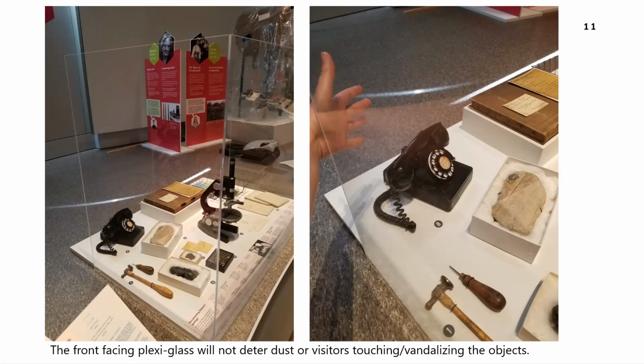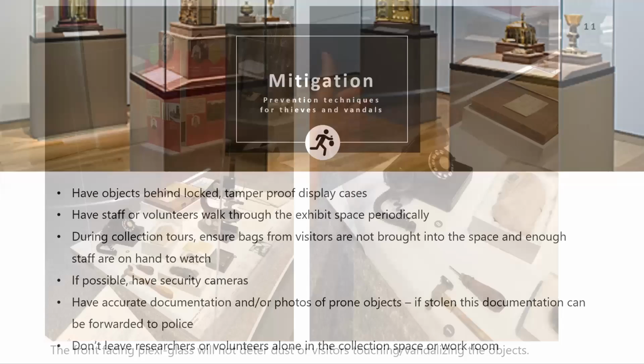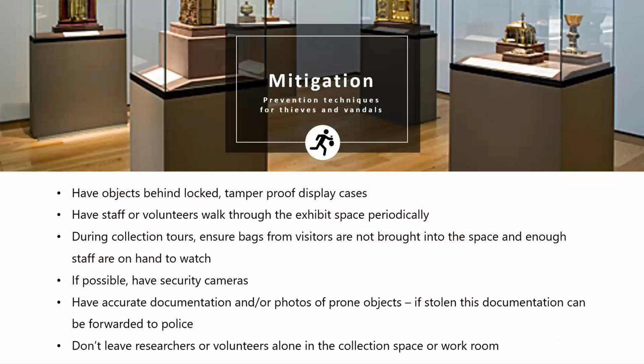They couldn't take them, but they could still touch them, which was still not ideal. So some mitigation strategies for thieves and vandals. One, have objects behind locked, tamper-proof display cases. And if you have some display cases that don't have that functionality, you can absolutely tweak them to make them work for you. There's lots of resources online that tell you how to do that.